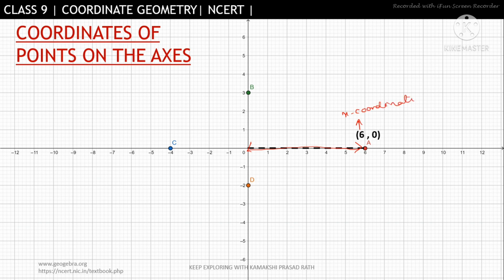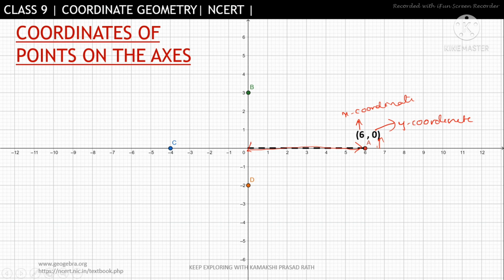But to get the y coordinate, we have to find the distance of the point from the x-axis. But here the point is on the x-axis, so there is no distance to find out. Hence it is 0 because it is on the line. It doesn't move at all along the y-axis. You can see the point does not move upside or downside, right? So here the point is 6, 0.